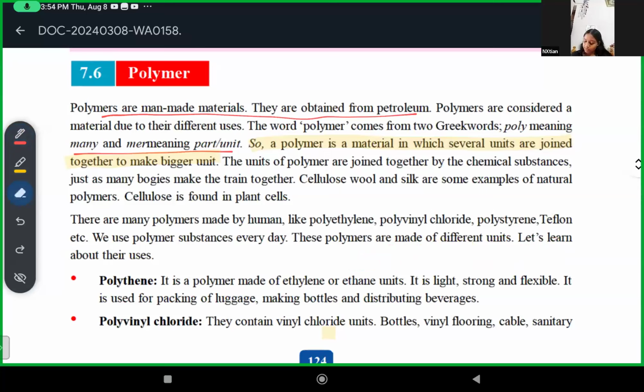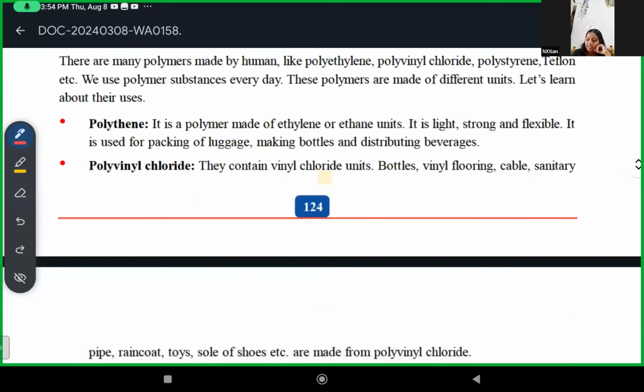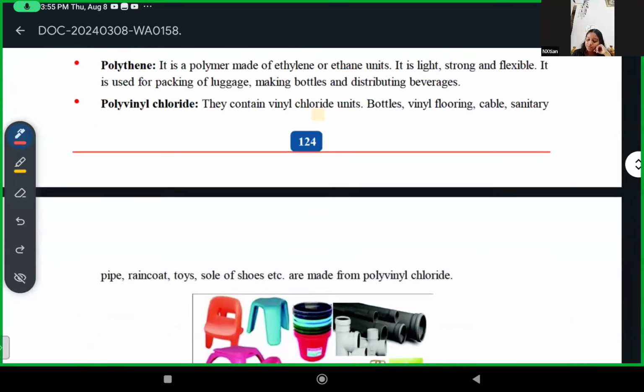That is your bogies. Then cellulose, wool, and silk are some examples of natural polymers. Cellulose is found in plant cells. There are many polymers made by humans, like polythene, polyvinyl chloride, polystyrene, Teflon, etc. We use polymer substances every day. These polymers are made of different units. Let's learn about their uses.